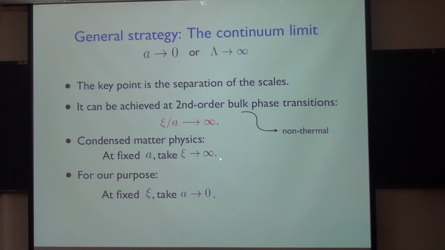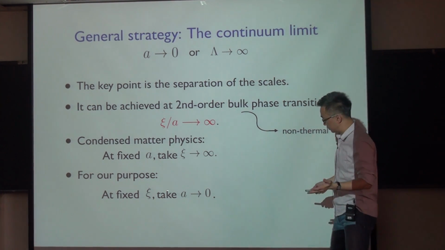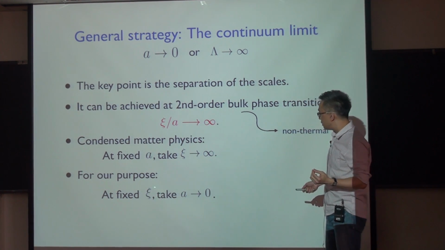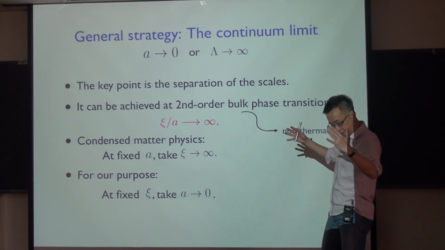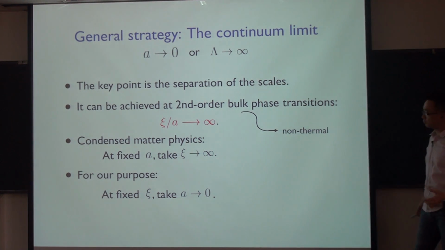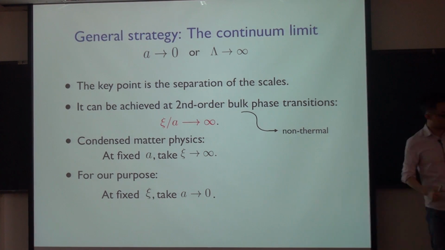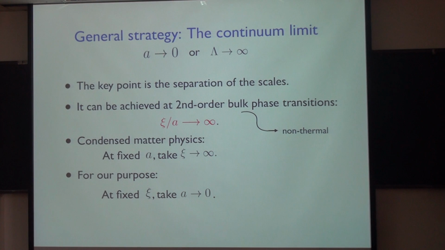They're trying to tune their system in such a way that at a fixed lattice spacing, their correlation length has diverged, but for our purpose, we're saying that we have some fixed length scale, like the inverse of the Compton wavelength of the Higgs particle, which is the typical fixed long distance wavelength, and then in these limits, we can take the lattice spacing to zero. Okay? So is this clear?